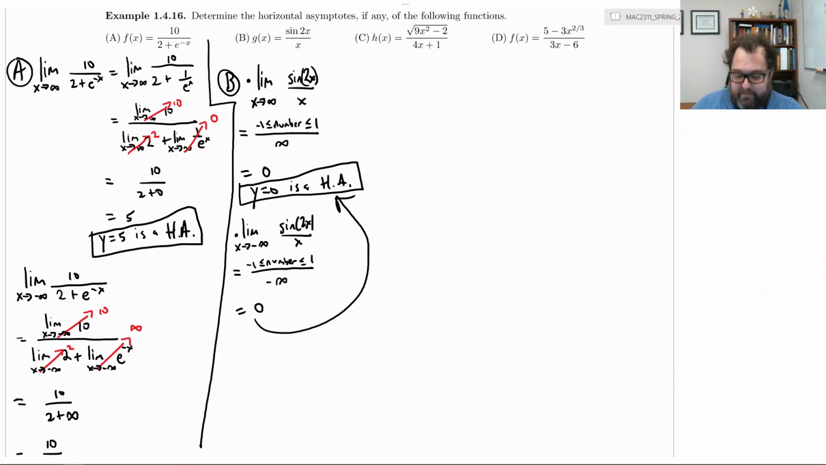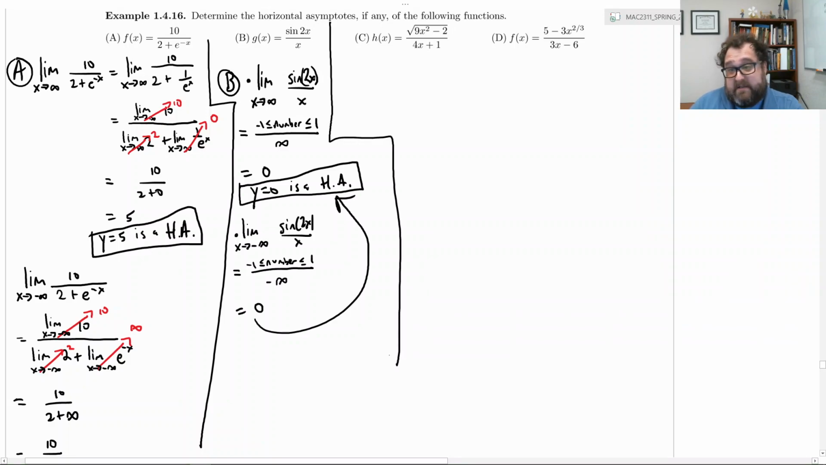Okay, what about example C? So example C is kind of what we were doing in the last video. In fact, it's basically the exact same thing. So let's take a look. We need to look at the limit as x goes to infinity and then negative infinity. So let's see here. We have radical 9x squared minus 2 over 4x plus 1.